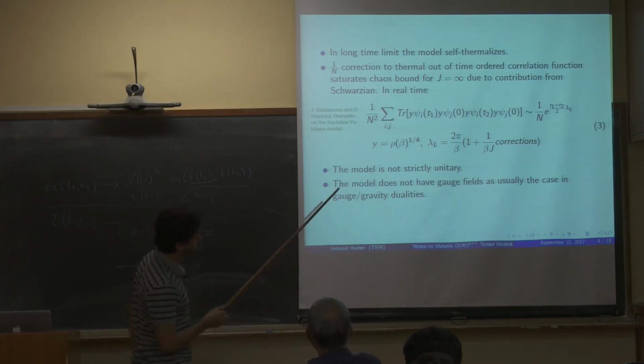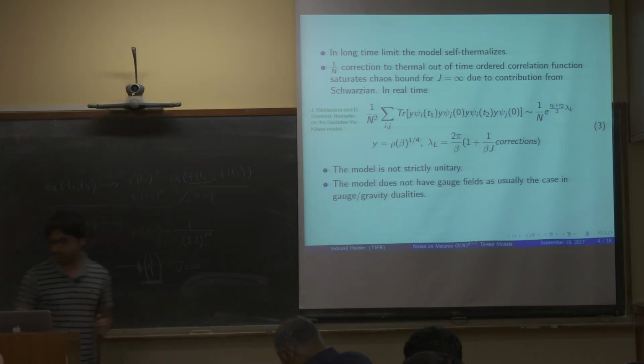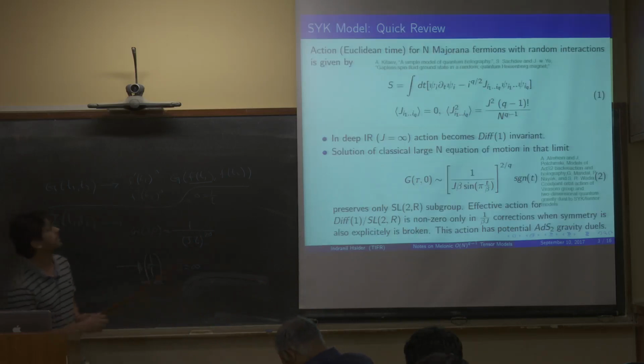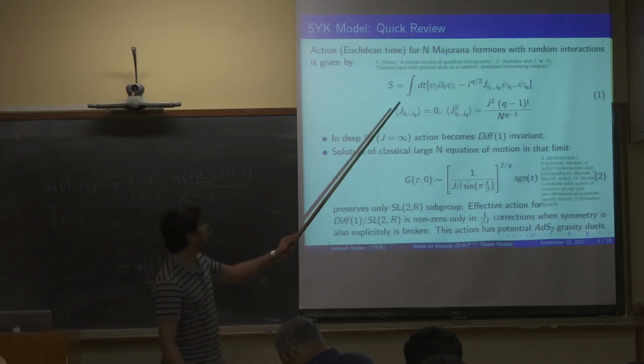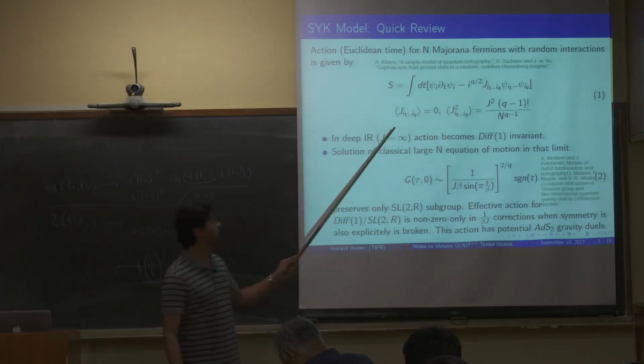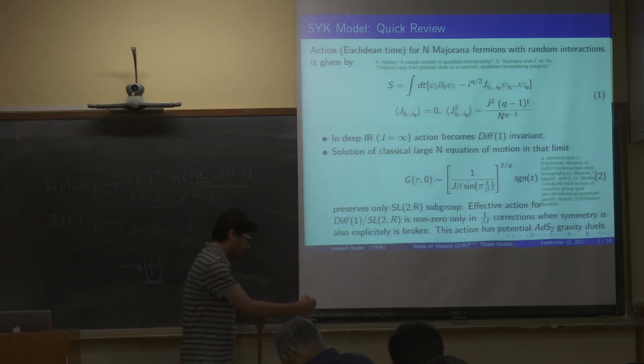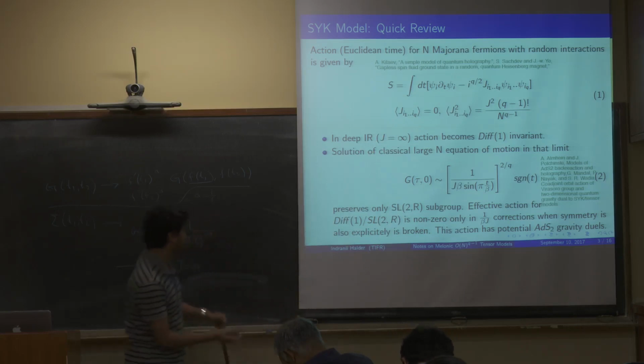Then you look at this thing and you realize that the theory that we are talking about is not strictly unitary, in the sense that you have picked one J out of a distribution. Each one of the theories that you pick is a perfectly defined nice theory, but here what we are doing is that we are picking them at random and then doing a disorder average.